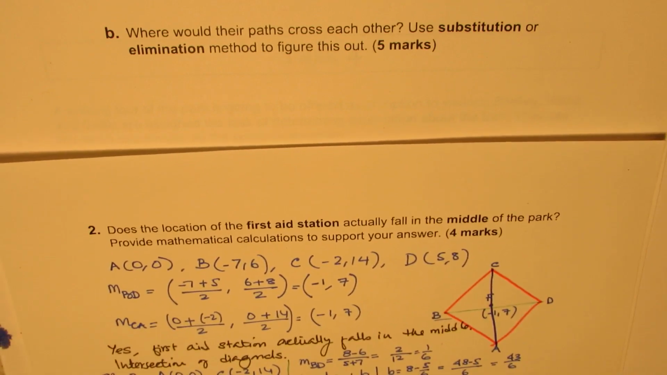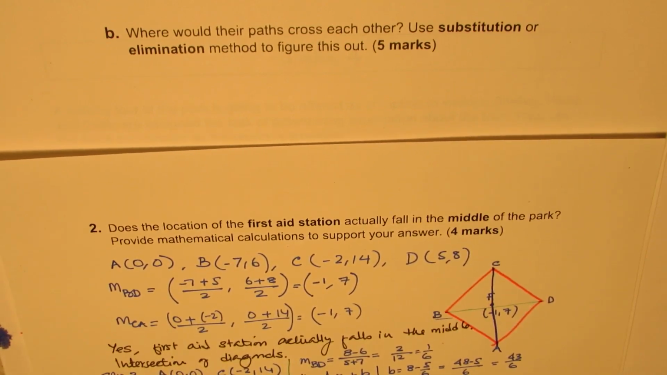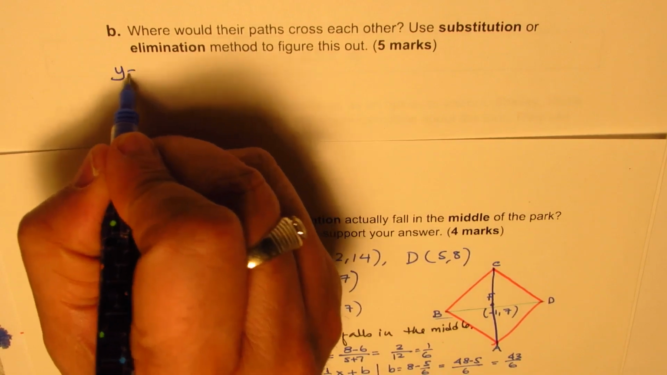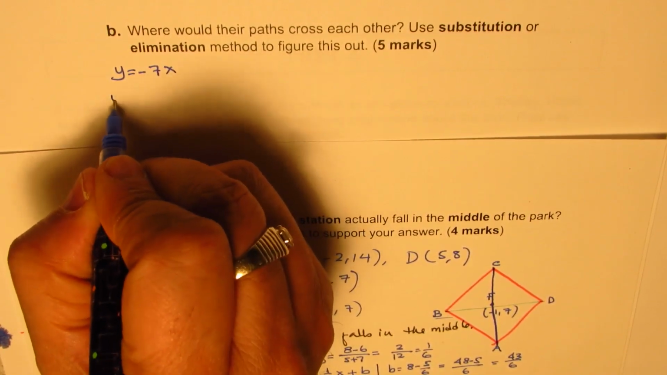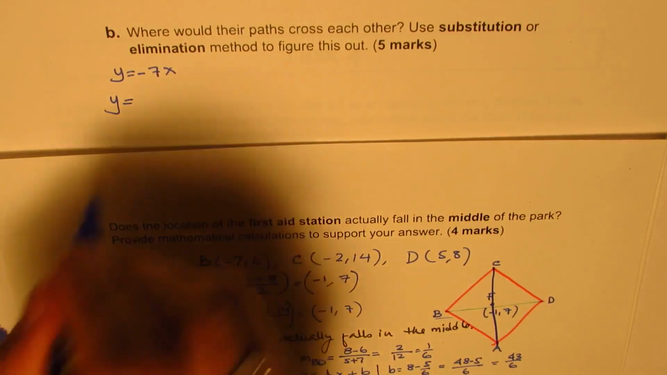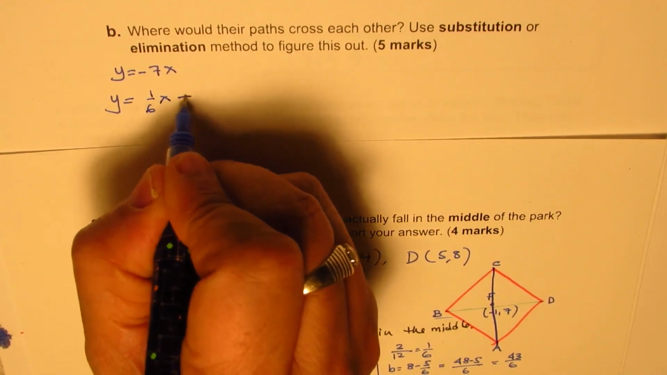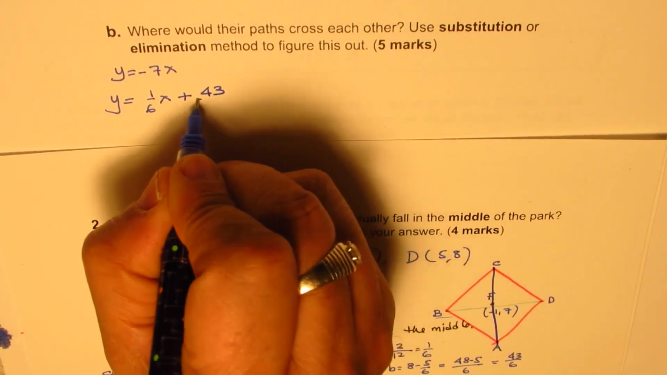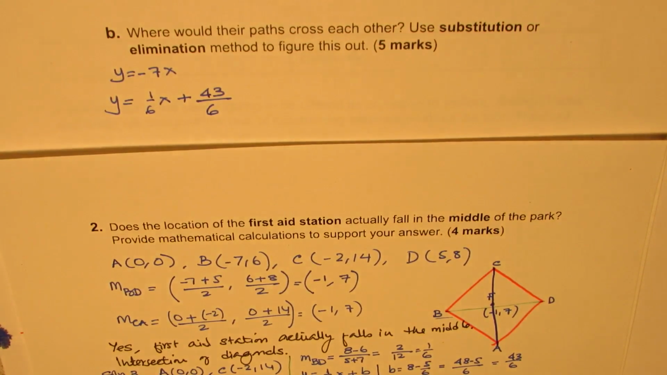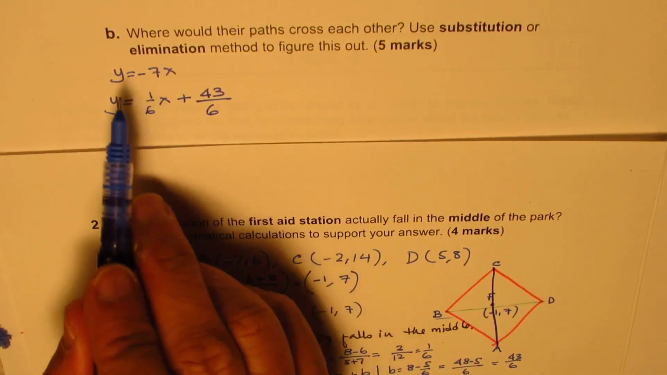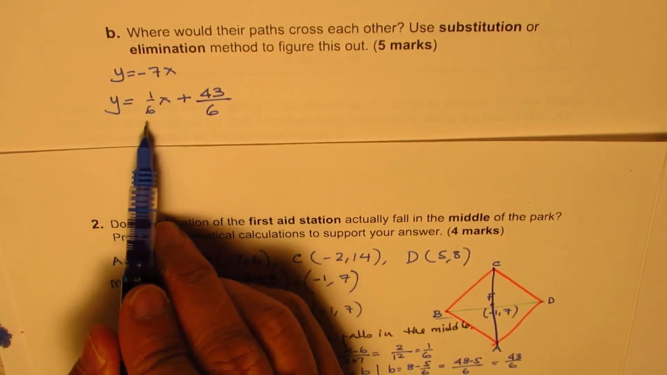Now, part B is, where would their paths cross each other? Use substitution or elimination method. So we now have 2 equations. One is y equals minus 7x. The other one is y equals 1 over 6 x plus 43 over 6. Right. Now we can substitute y equals minus 7x in this equation.